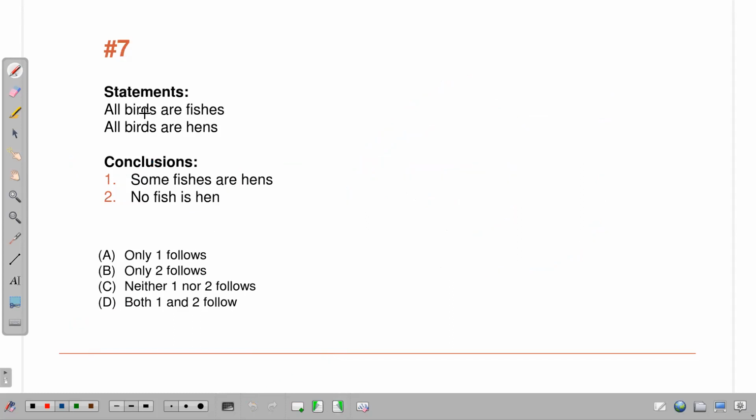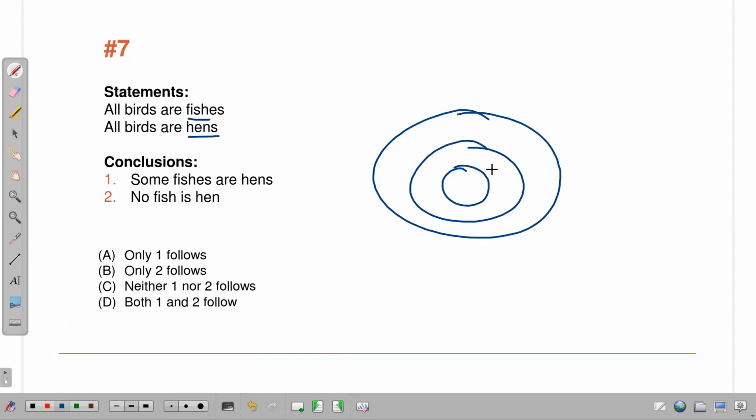Next question. All birds are fishes. Again, pause the video, try it on your own, and then we can come back. All birds are fishes. All birds are also hens. Now, this is very interesting. All the birds are fishes, and all the birds are hens. If I draw this kind of diagram, it might land me in a problem, because then I do not know which set is bigger, because bird is an inclusive part of all. But is the fish bigger or is the hen bigger? And therefore I have to consider two diagrams.